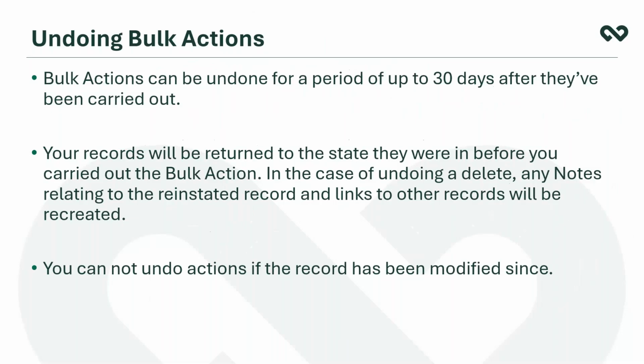I did also want to touch on undoing bulk actions. Similarly to if you delete records, undoing is available for 30 days. As you can see, I've added a note there that bulk actions cannot be undone if the record has been modified since. For instance, if I reassigned a bunch of opportunities to another member of the team, then one of them was manually reassigned again to someone else. When trying to undo the action, it would run into an error for that record and not make any changes. It would still change the ones that were unchanged.